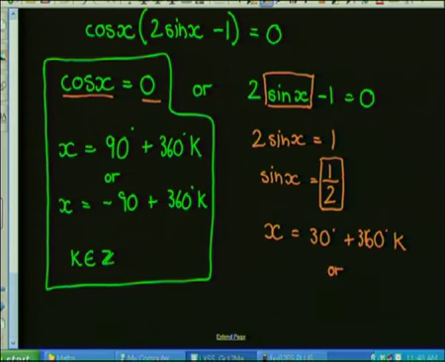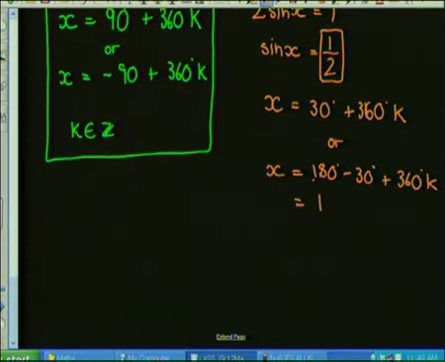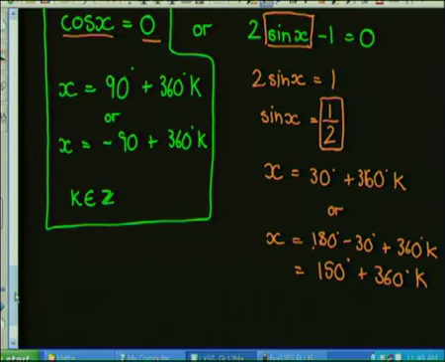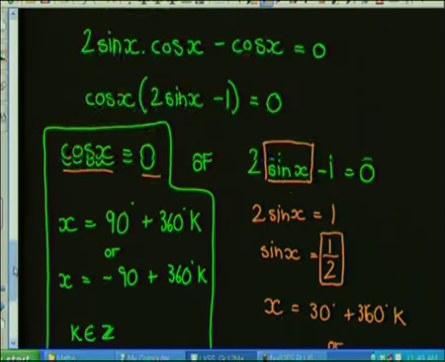Or x is equal to 180, and I'm just going to write it a long way so that you remember that is our general solution, where we say 180 minus the reference angle, which will give us the 150 plus our 360 degrees K, which of course then is our 150 degrees plus 360K. So what we have now is our general solution for both.